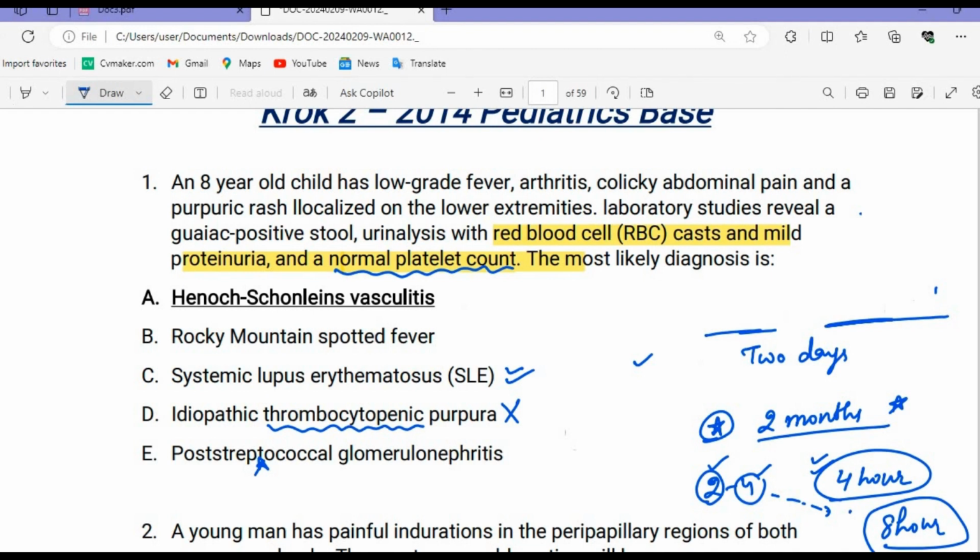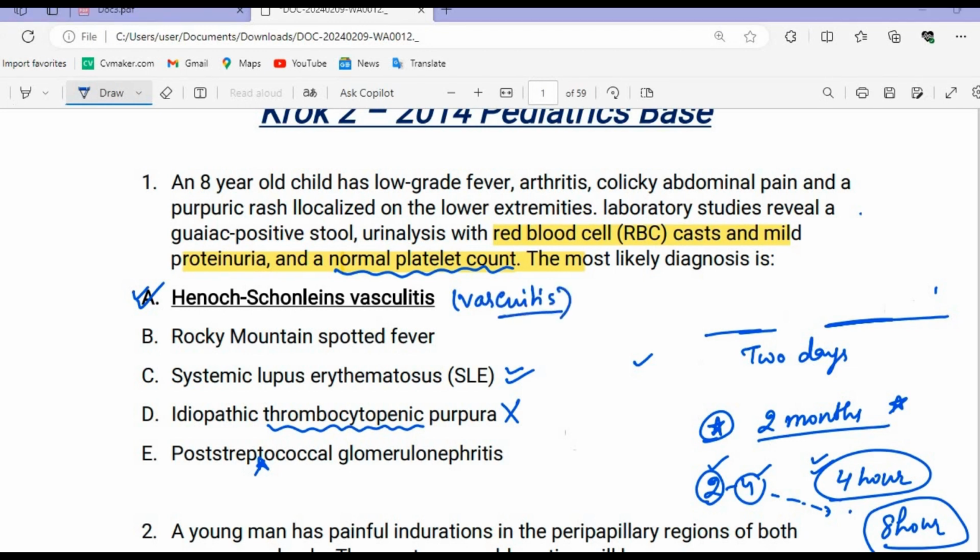Rocky Mountain spotted fever, again, will not be the answer, because we already discussed Rocky Mountain spotted fever and will discuss it a little bit more. Now the remaining option is Henoch-Schönlein purpura. So that is the answer, and this is an example of vasculitis.